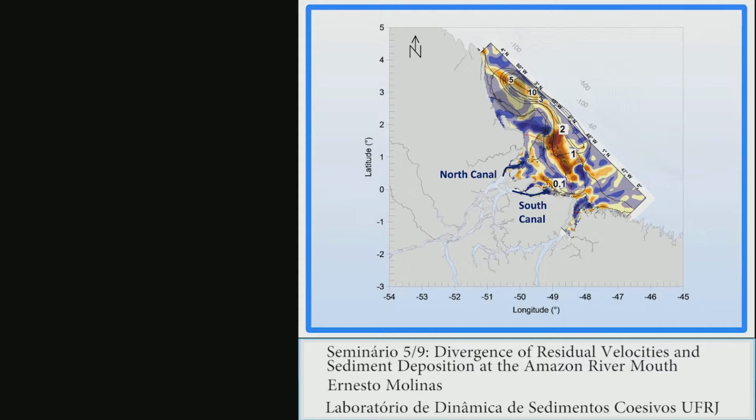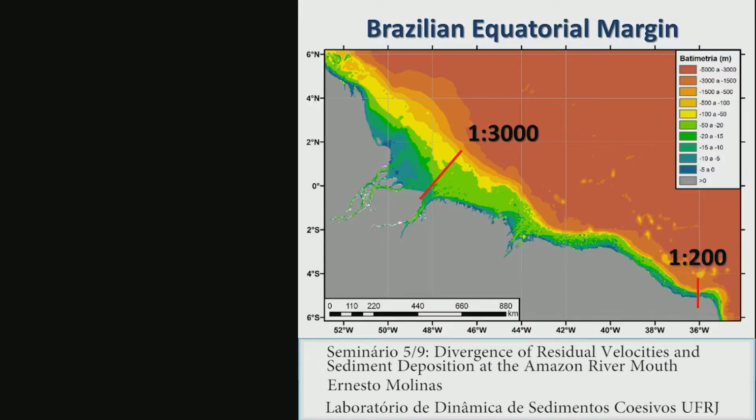So we start to think about the possible role of internal tides in the context of the Amazon shelf. I'll try to explain. When we look at the Brazilian equatorial margin, we see huge differences between Rio Grande do Norte and the Amazon. That's basically caused by geological history. But the interesting thing is that we have this mean slope of 1 to 3,000 in the Amazon, while in the other parts of the coast it's 1 to 200.